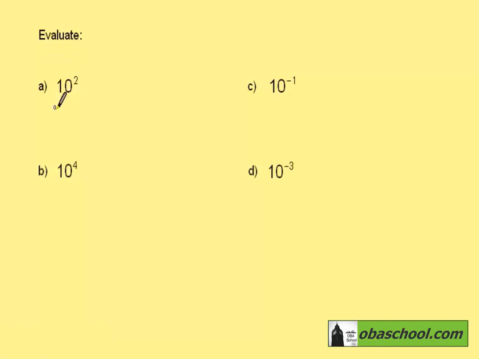We want to evaluate the following. 10 to the power 2 is 10 times 10, which is 100. Note that we have the power 2 and we have 2 zeros. So for 10 to the 4, we would expect to have 4 zeros. So 10 to the power 4 is 10,000.